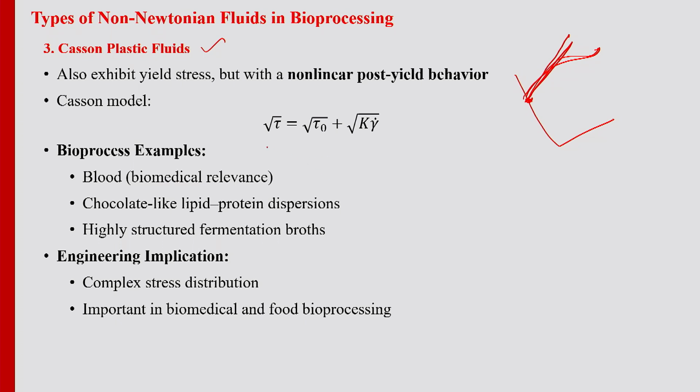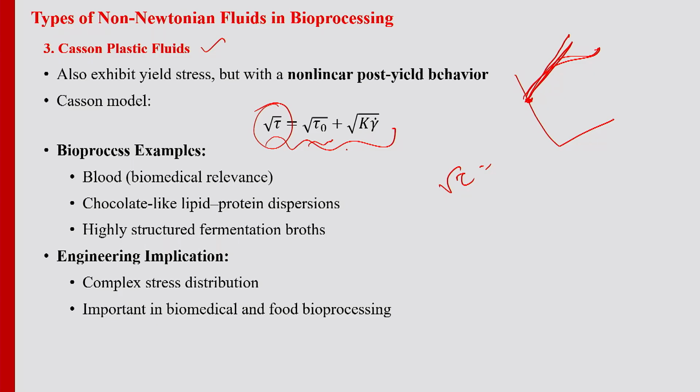The best example here, but before that the equation: the shear stress, root tau equals root tau naught, that is the initial, and only if it crosses that will it behave as a Newtonian fluid, where tau naught is the shear stress here. Then again plus K into the shear rate, we always write gamma, the shear rate here.